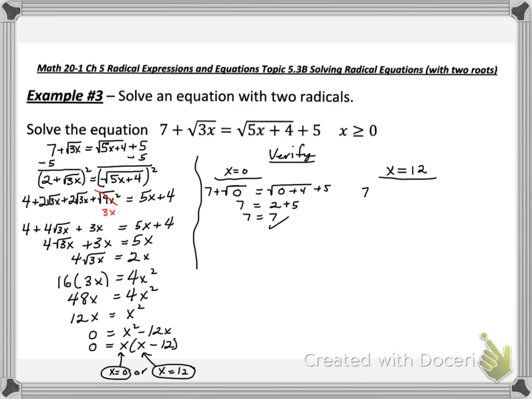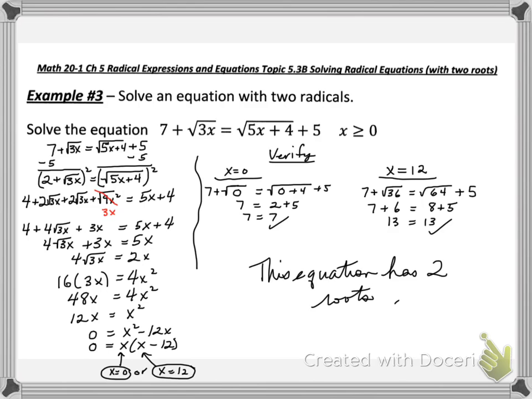On the other side, we've got x equals 12. 7 plus root 3 times 12. 3 times 12 is 36. It has to equal 5 times 12, which is 60, plus 4, is root 64, plus 5. This will become 7 plus 6 equals 8 plus 5. 13 equals 13. So they both verify. And this equation then will have two roots, 0 and 12.